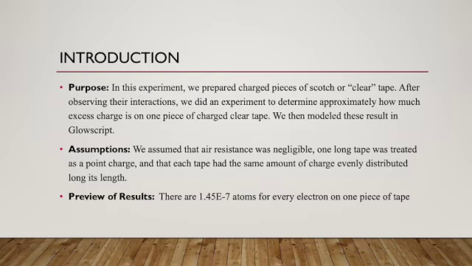We assumed that air resistance was negligible, one long piece of tape was treated as a point charge, and that each tape had the same amount of charge evenly distributed along its length. And just as a preview of results, we found that there were 1.45 times 10 to the negative 7 atoms for every electron on one piece of tape.